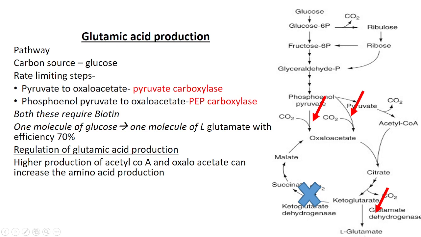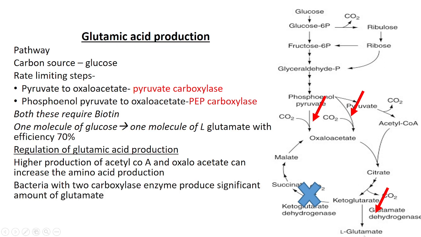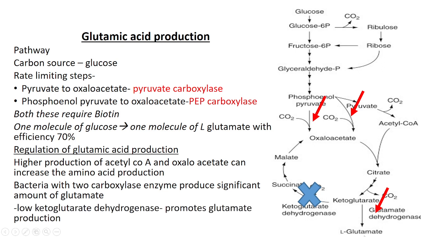But if only one of the enzymes is present, the efficiency of oxaloacetate production will be very, very low. But certain organisms have both these enzymes. So in such cases, more and more oxaloacetate is produced, and hence more and more glutamate is produced. So bacteria are selected which have two carboxylase enzymes, which produce a significant amount of glutamate. Then the enzyme glutamate dehydrogenase should be very high, and the enzyme alpha ketoglutarate dehydrogenase should be very low, so as to promote glutamate production.